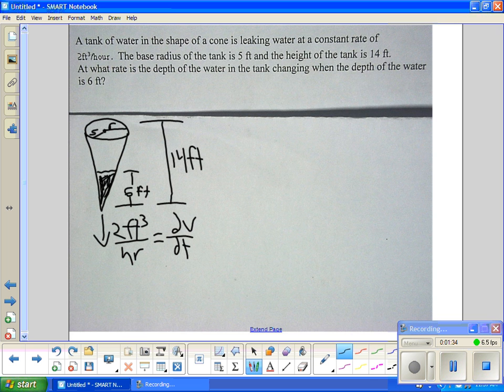The equation for volume of a cone is V equals R squared H pi over 3. The next thing we have to do is find a ratio between the radius of the circle and the height of the triangle.